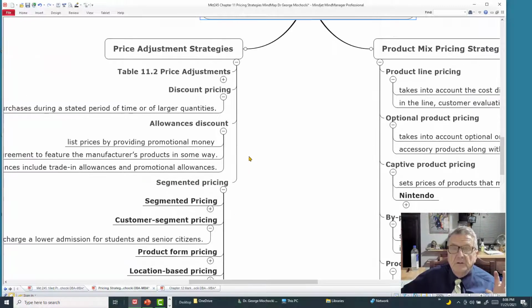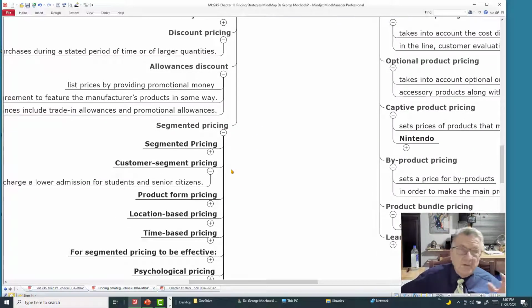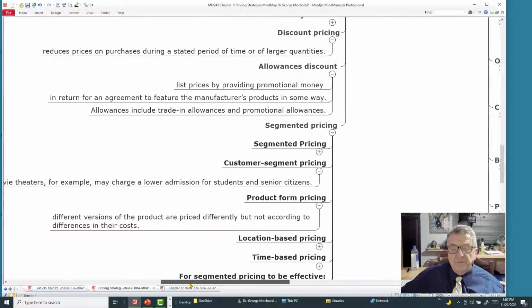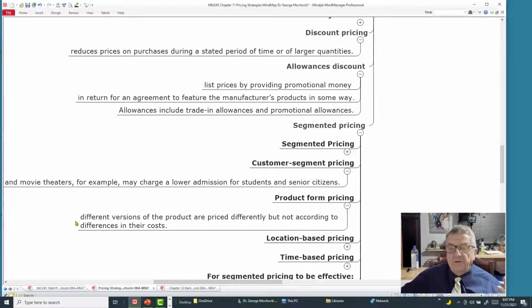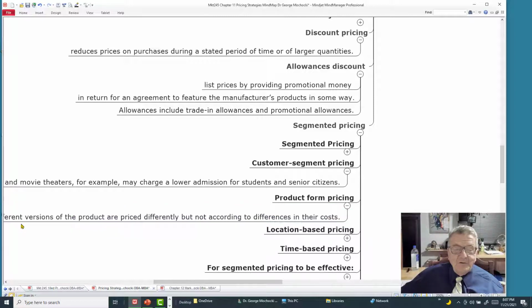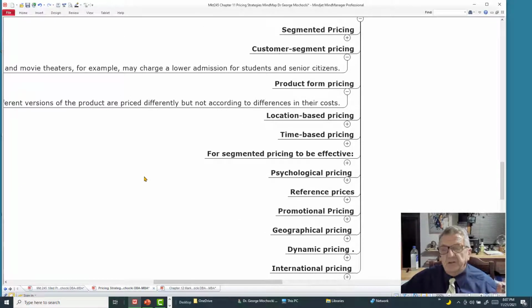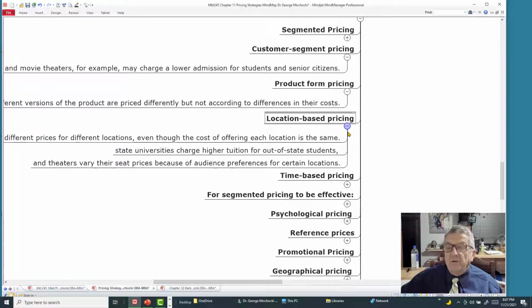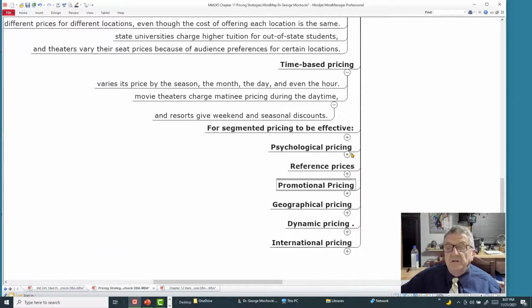So I'm coming in here. Price adjustment: discounts, allowances, segment pricing. So you break down by different categories: customer segments, product form. Because some people do look at this, a different version of a product priced differently, but not according to the cost. Remember, the cost is just an indicator. Even though if you pay for something more, it doesn't mean it costs me more to make it. It's just that the brand or the perception is that it's a better quality product. And it could be just by the texture, what it looks like. Location-based pricing, time-based pricing. I mean, you've got to buy it now and in a certain amount.